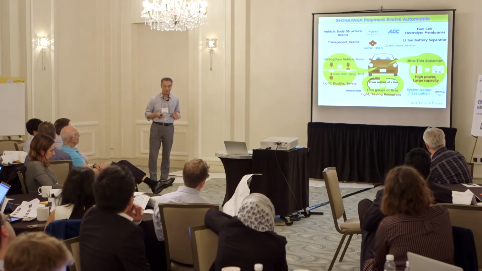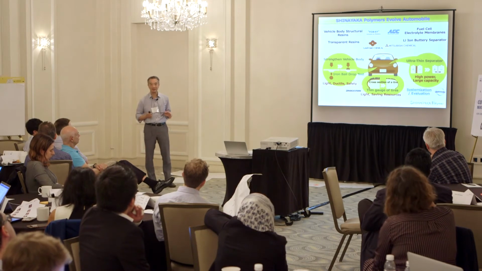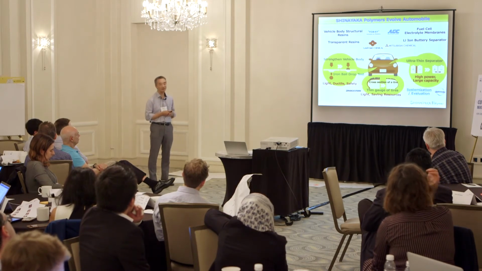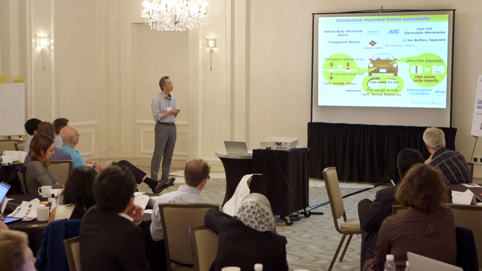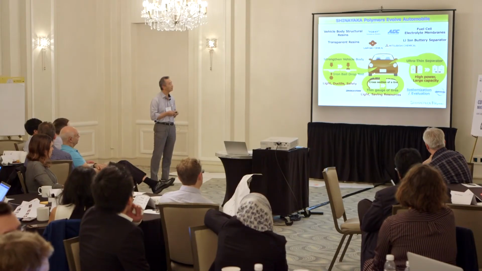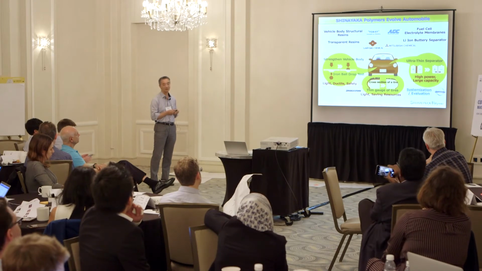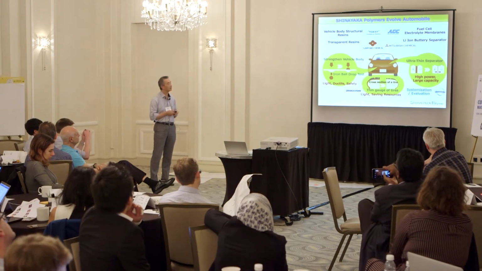But the main player in my program is not academia, it's companies. Five major Japanese chemical companies joined my program to create the novel tough polymers. Toray, Sumitomo Chemical, Bridgestone, AGC, which is the largest glass company in the world, and Mitsubishi Chemical are the main players to create the tough polymers, supported by the novel advanced chemistry from academia.